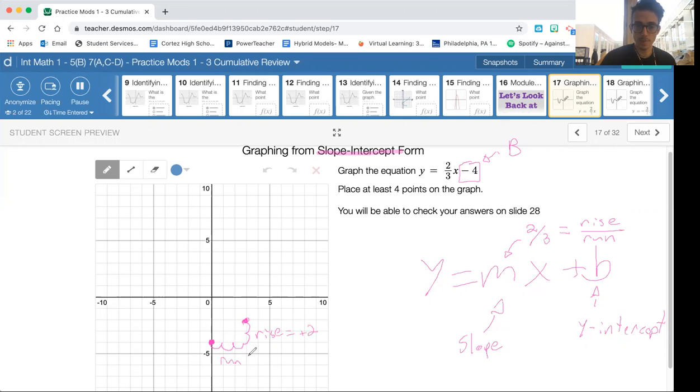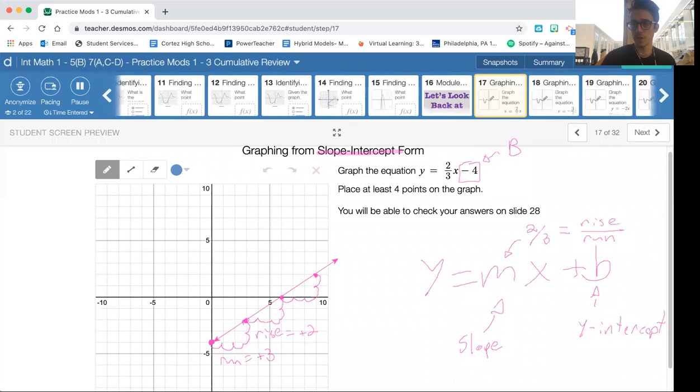And again, you can fall back on the directions that the slope is giving you to do that, and do the same thing again to get other points. Over 3, up 2. Over 3, up 2. That'll work. There are your 4 points.